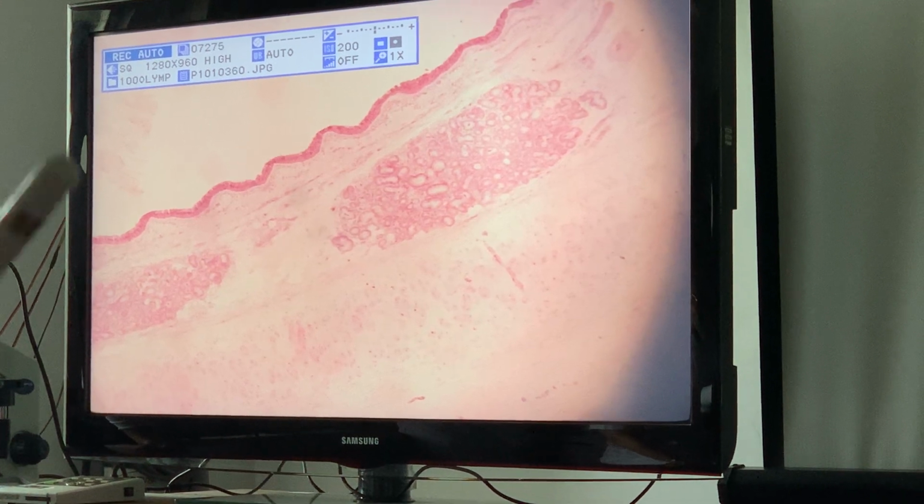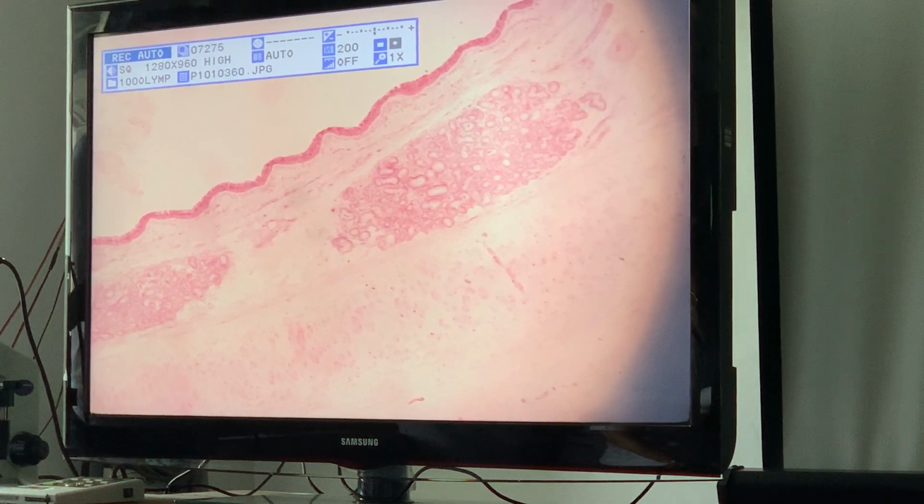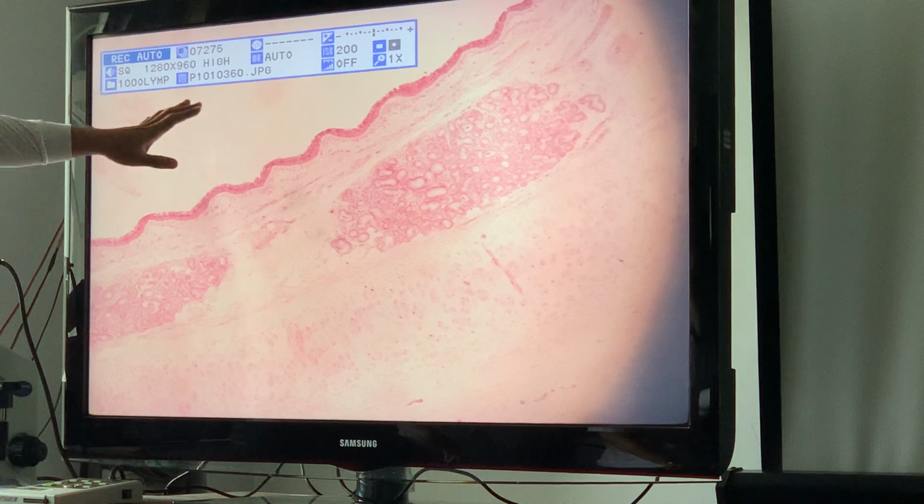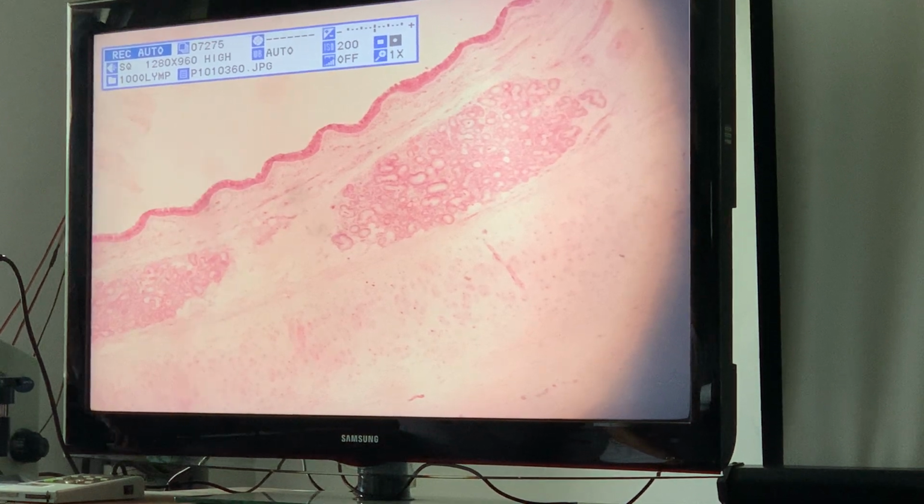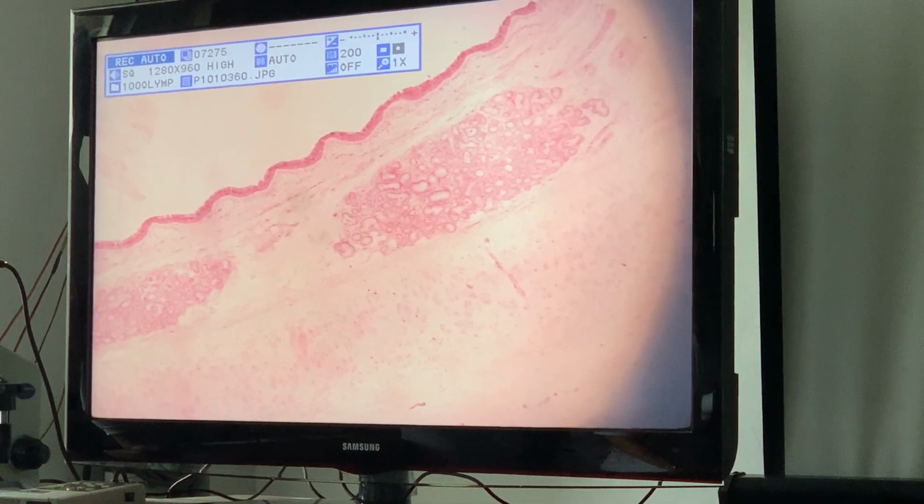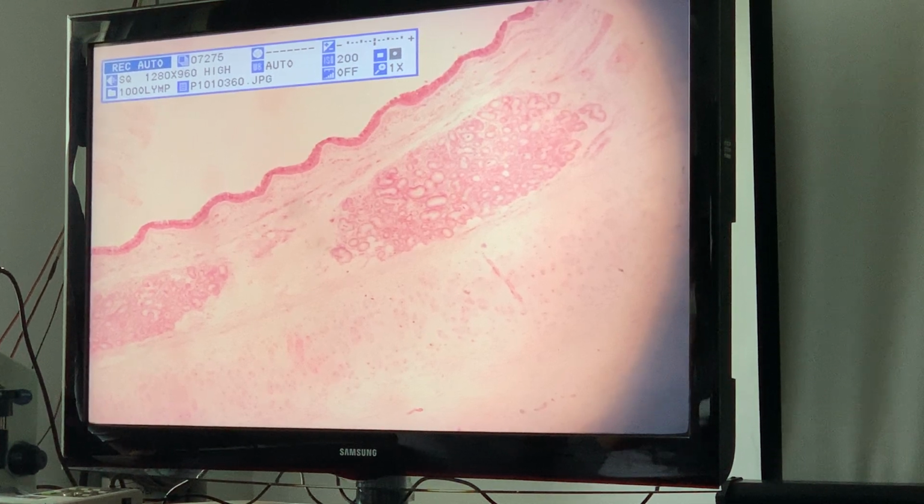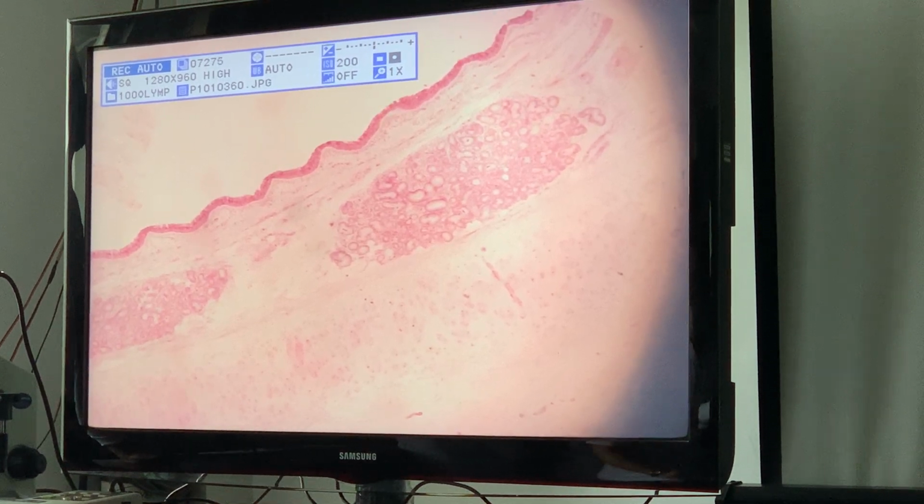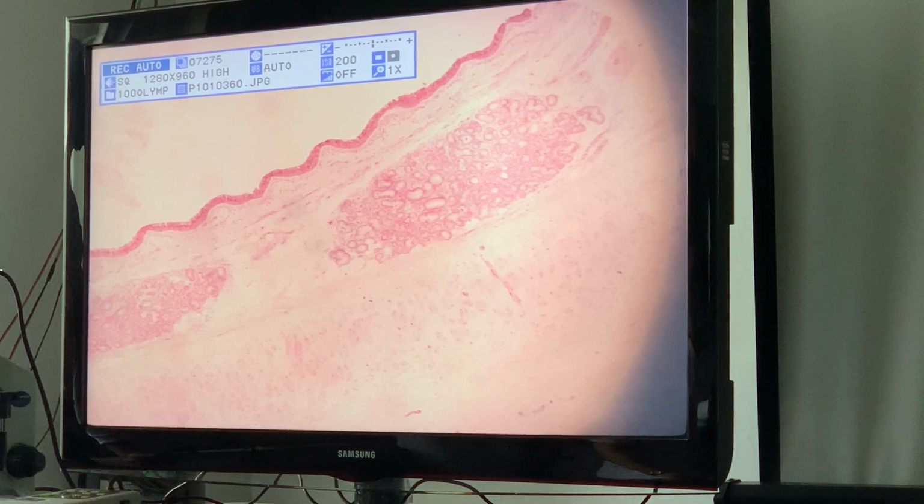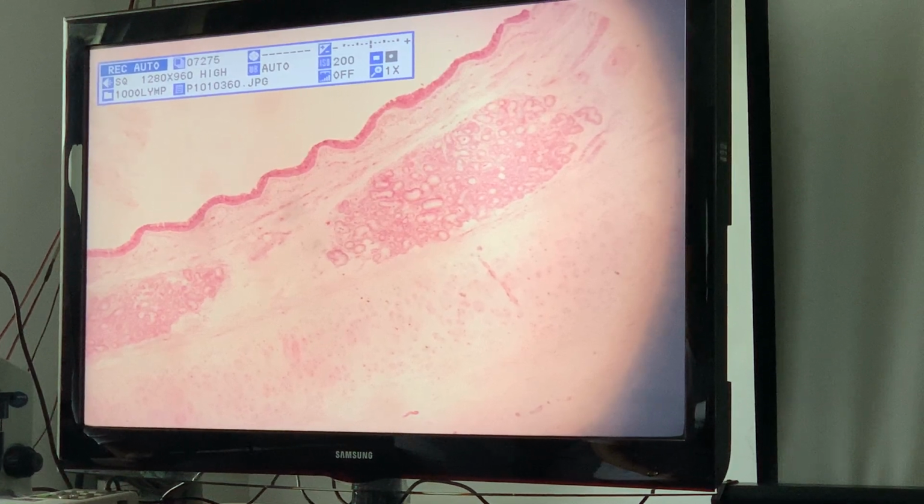So, back in your lining epithelium, what are the layers of a mucosa? What are the layers of a mucosa? Or what consists of a mucosa? What are the layers of the mucosa?